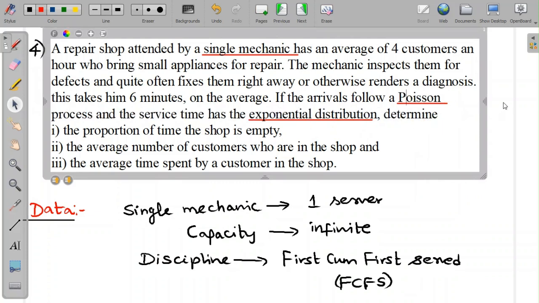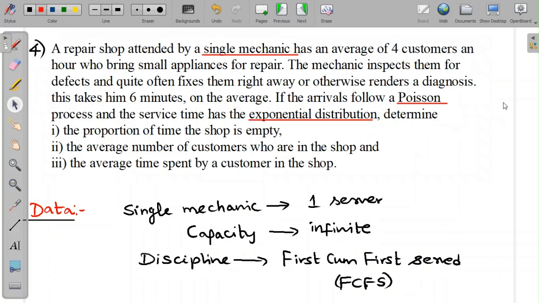We're supposed to determine three answers: the proportion of the time the shop is empty, the average number of customers who are in the shop, and the average time spent by a customer in the shop.